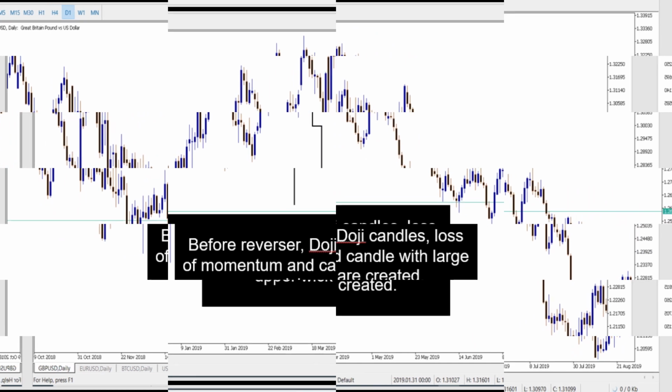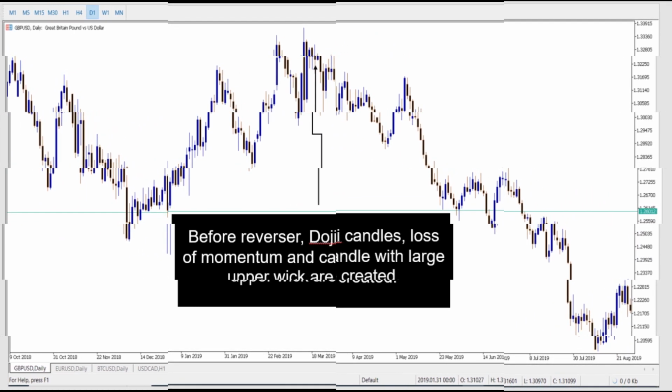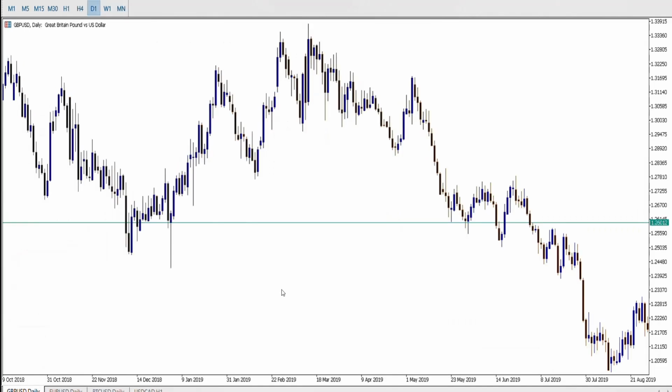Please note that the market never stops immediately and reverses. It takes time to consolidate. Before reversing, doji candles, loss of momentum, and candles with large upper wicks are created. One of the very important losses of momentum is the formation of the double bottom and top and trend change. Don't fail to find out why you are entering a trade. Trading involves proper checks and confirmation.